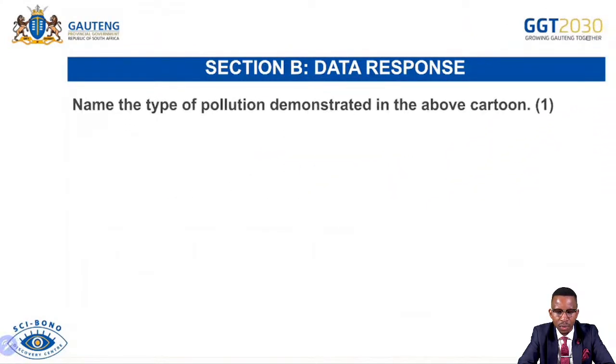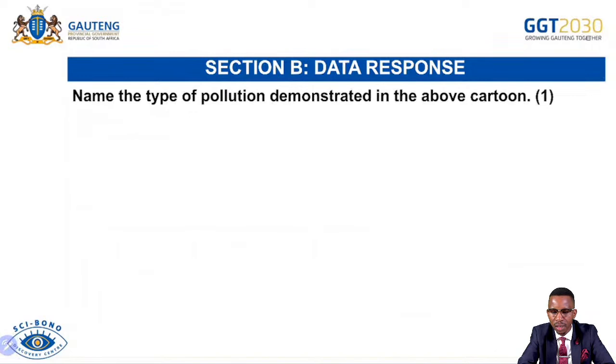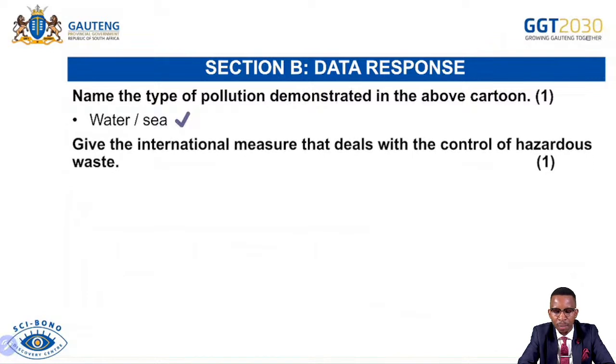And then let's look at the questions. Name the type of pollution demonstrated in the above cartoon. Then we have water or sea pollution because it is wasted into running water. Give the international measure that deals with the control of hazardous waste. We talk about the Basel Convention as our international agreement in there.